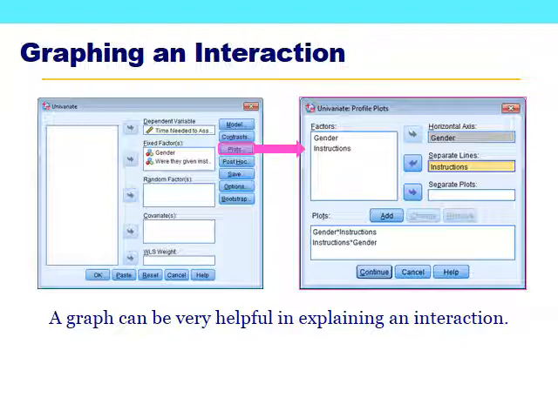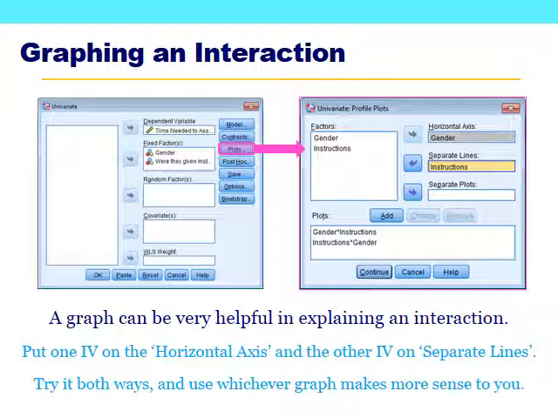Now when we click Continue and we click OK and we run the analysis again, we're actually going to get two different graphs, both of which show us the same information, but in slightly different ways. You might find that one graph is easier to interpret than the other, in which case you can choose to use that one. If both graphs make sense to you, you can use whichever one you want.